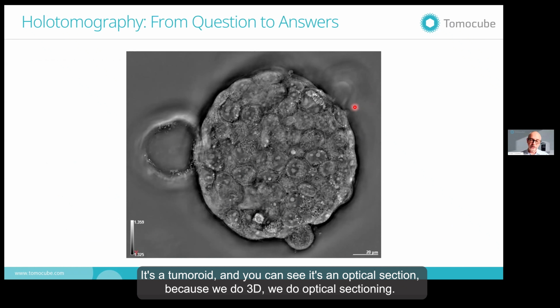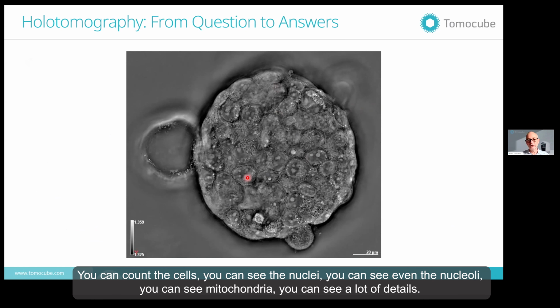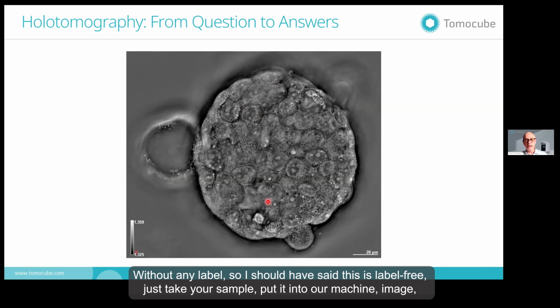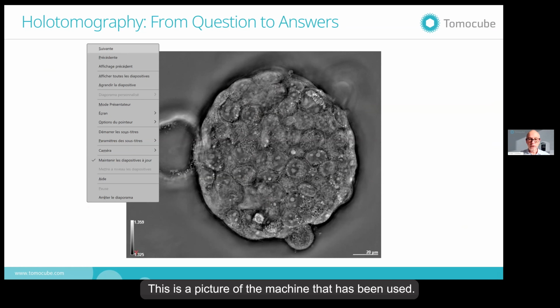It's a tumoroid, and you can see it's an optical section, because we do 3D optical sectioning, same idea as with a confocal. Here you can clearly count the cells, see the nucleus, even the nucleoli and mitochondria, a lot of details without any label. So I should have said this is label-free. Just take your sample, put it into our machine, image it, and you get such a nice image that you can analyze. This is what we are going to show you.